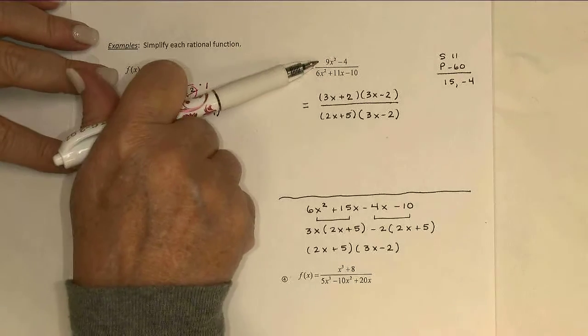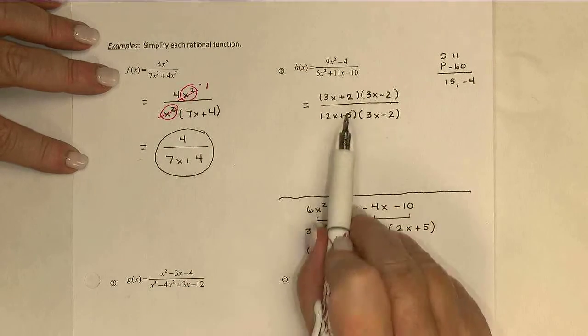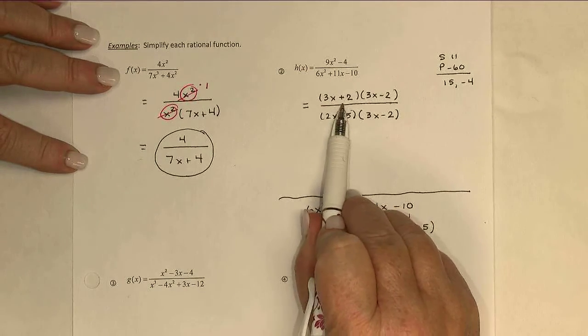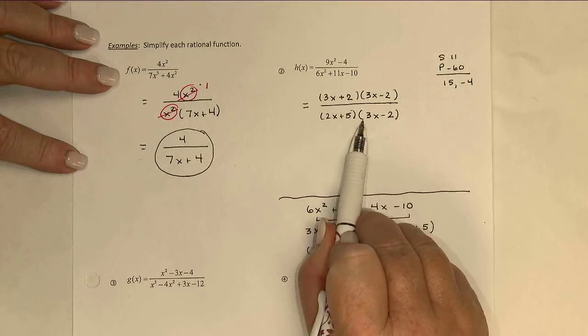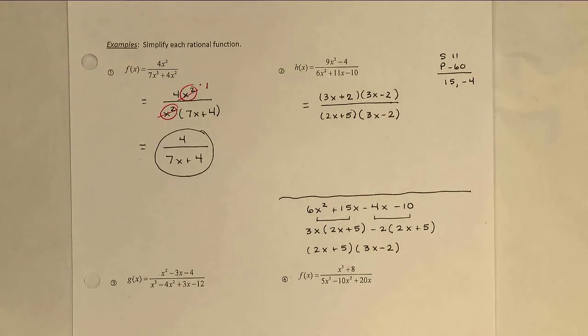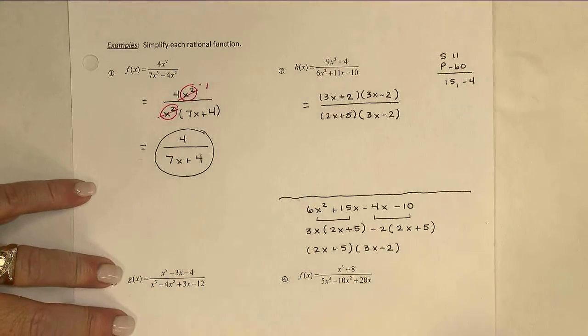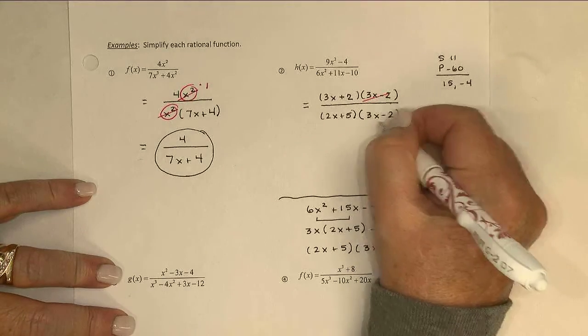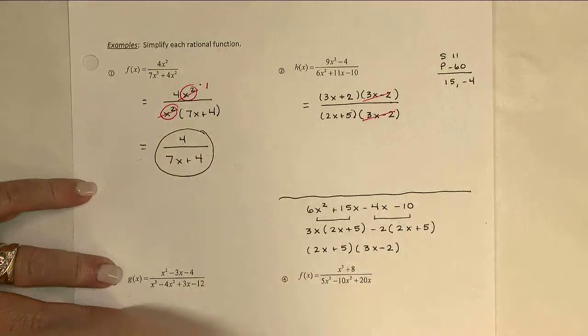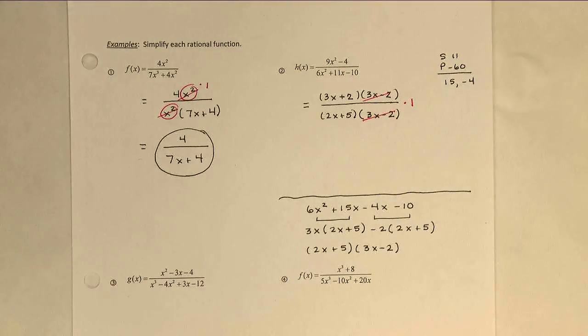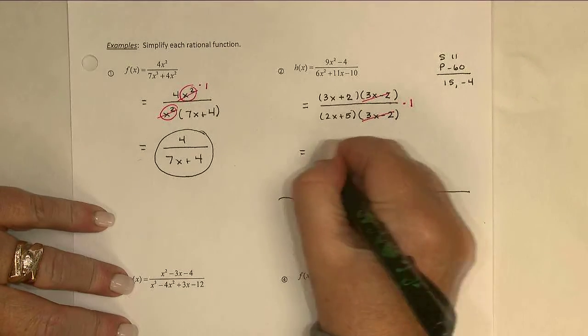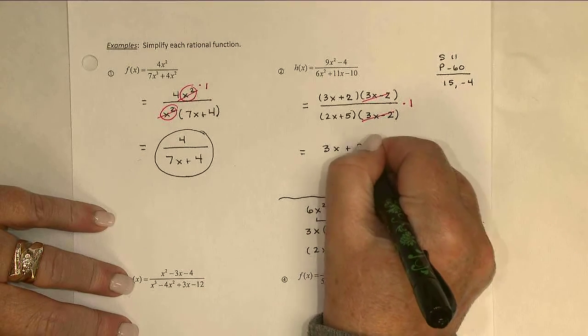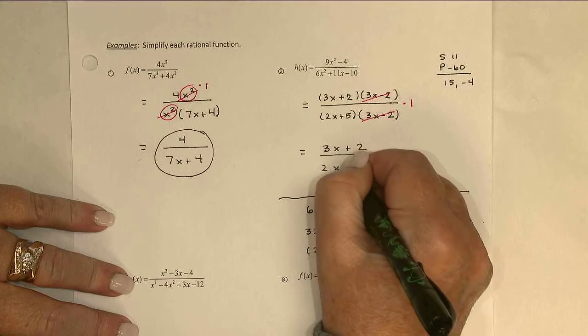All right, so I've gone from a problem with adding and subtracting to a problem that's really multiplication. It's this times that. This times that. That's what makes factored forms so helpful here. I'll now notice that 3x minus 2 is in both the numerator and denominator. So I can say 3x minus 2 divided by 3x minus 2 is actually 1. But since multiplying by 1 doesn't change anything, I'll end up with 3x plus 2 over 2x plus 5.